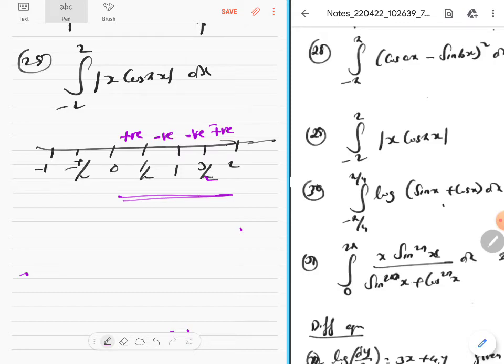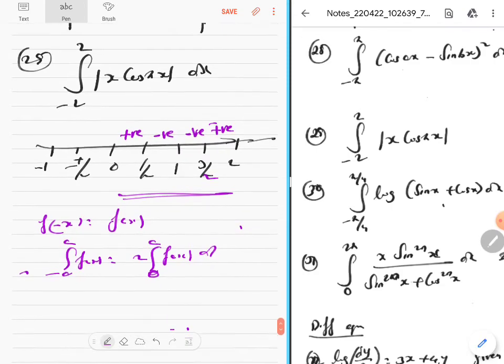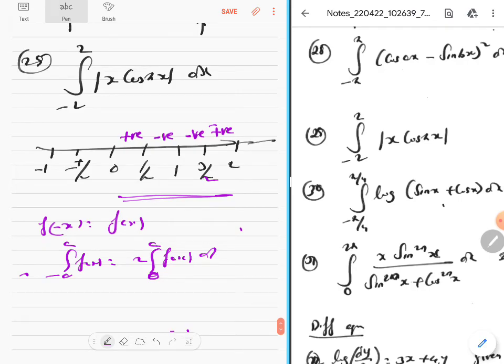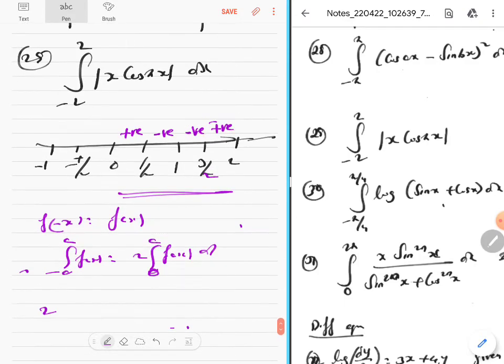Why? Because if I put f of minus x, it's turning out to be f of x. So I can write integral minus a to a of f of x dx as 2 times integral 0 to a of f of x dx. I can use that property because cos of minus x is cos x, and there's a mod, so I'm allowed to do that. Otherwise the sum will be such a huge sum. So predictably it's 2 times 0 to 2.